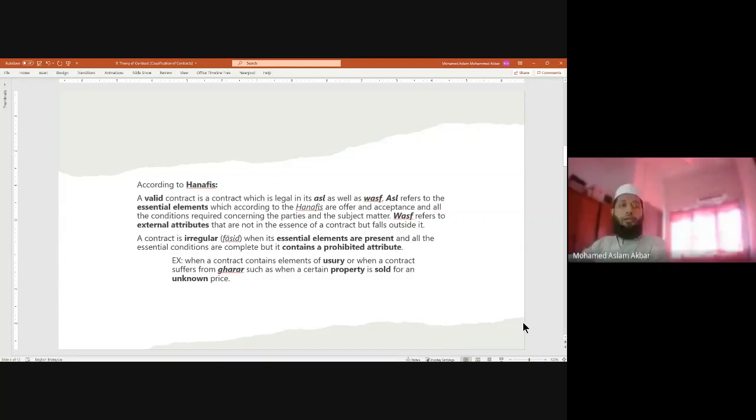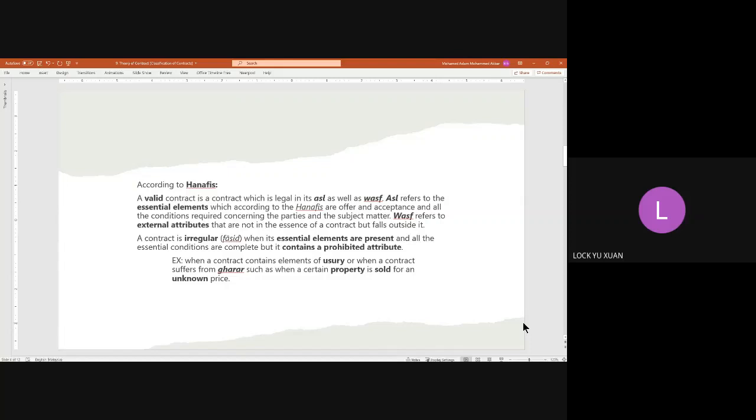Leon, your voice has been cut. It's not clear. Can you repeat again? Okay. Sir, can you hear me now? Yes, go ahead. Okay. So my question is, based on my understanding, according to the Hanafi, the essential elements are only two, which are the offer and the acceptance only, right? Yeah. But why after that sentence you mentioned all the conditions required concerning the parties and the subject matter? That's my question.